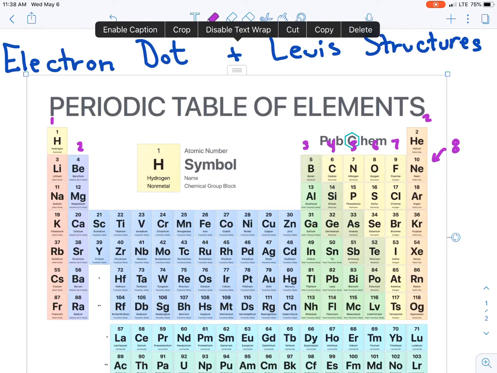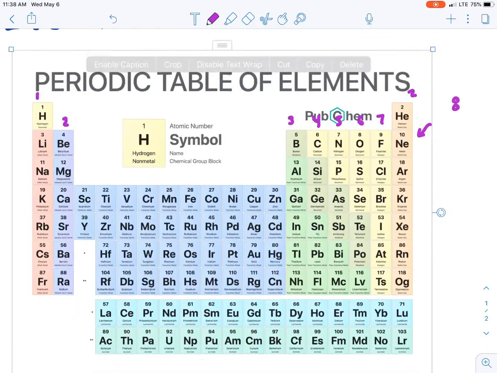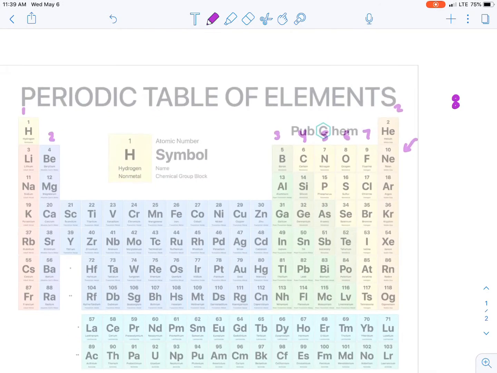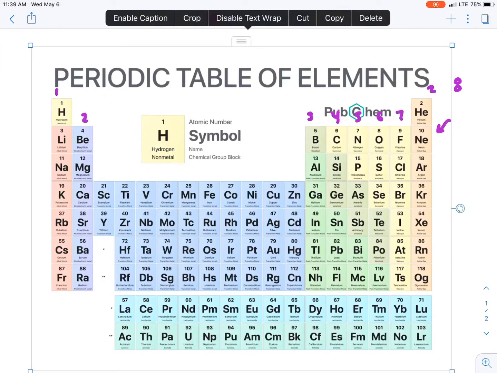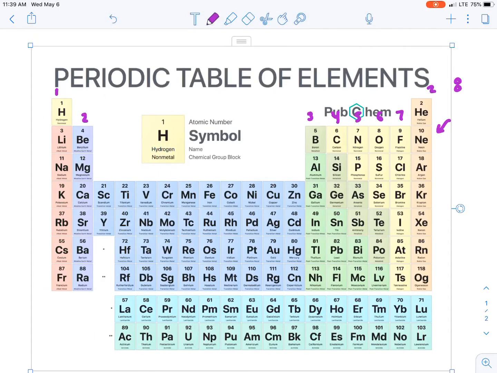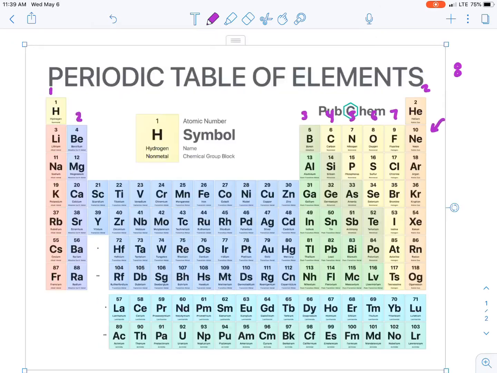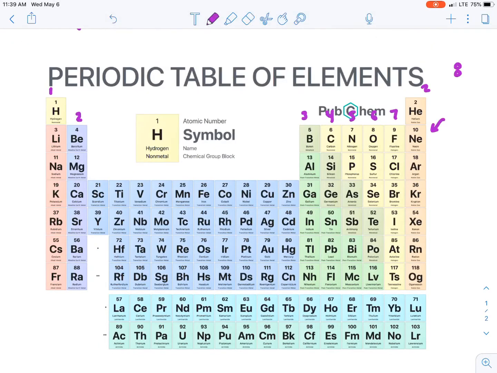So randomly, aluminum. Oops, come on, aluminum. Why is that not letting me circle that? Oops, I have something on here. Okay, so aluminum. No, it's still not doing it. Okay, aluminum. There we go.